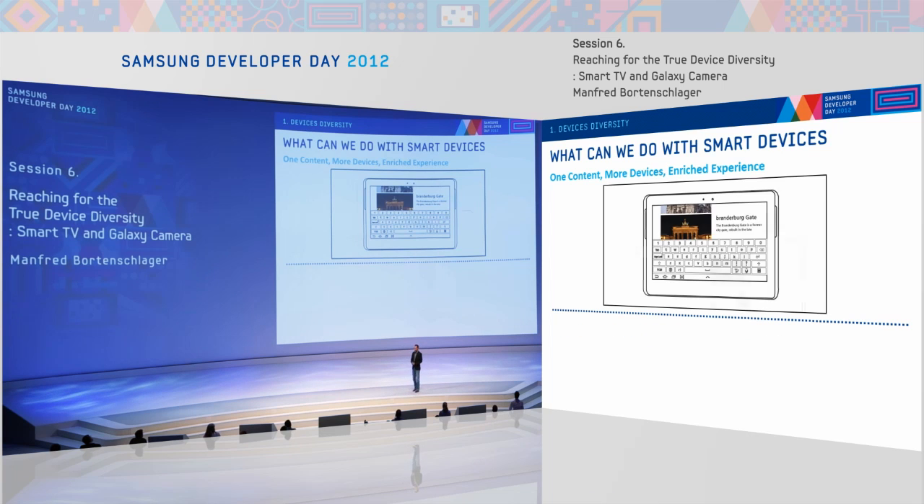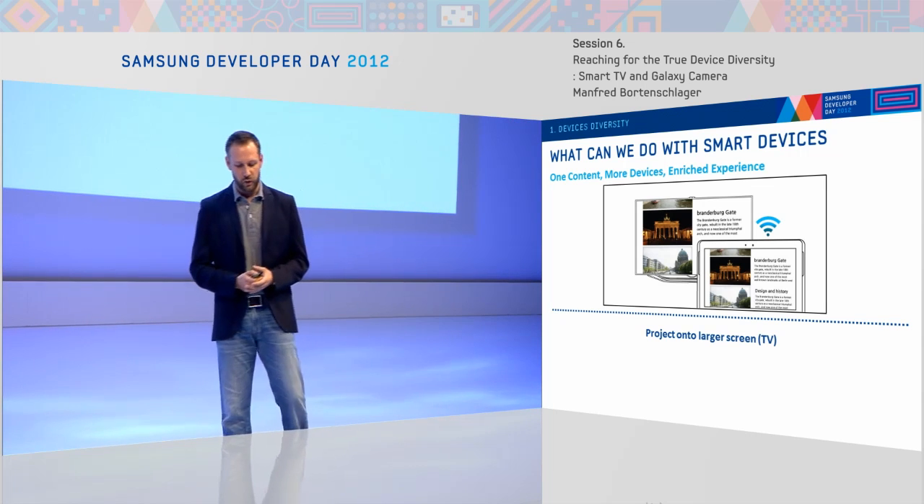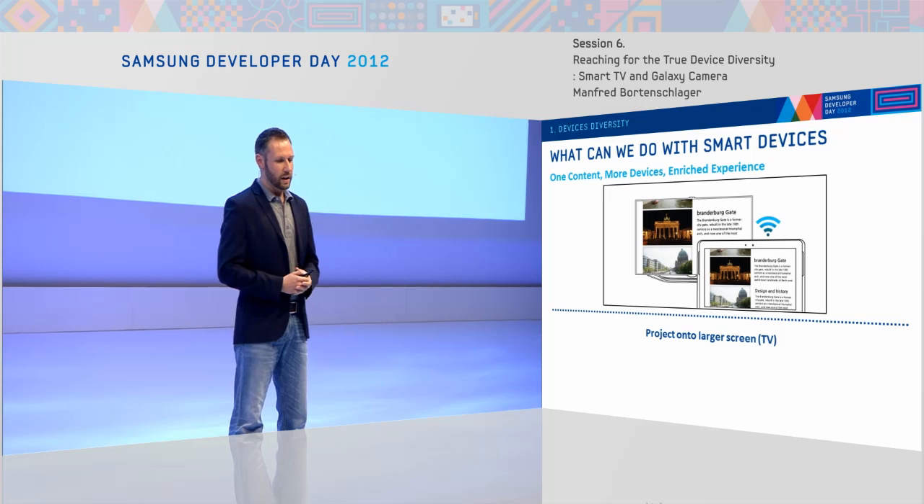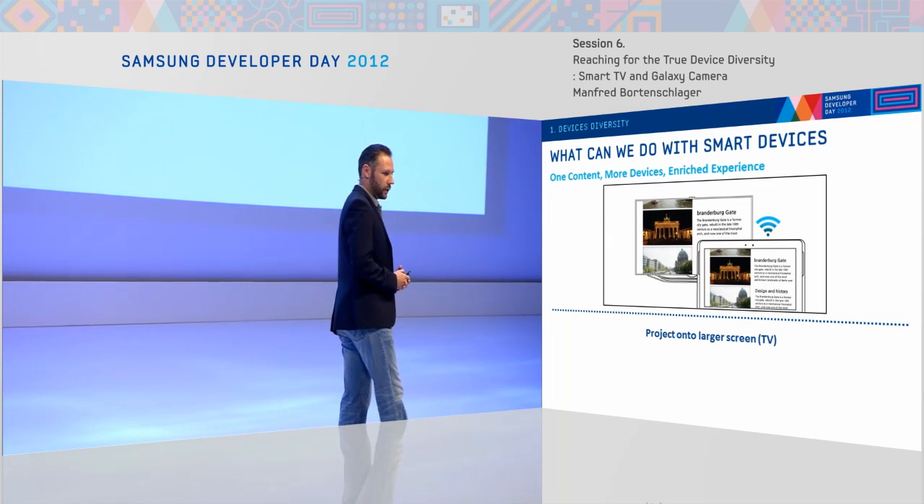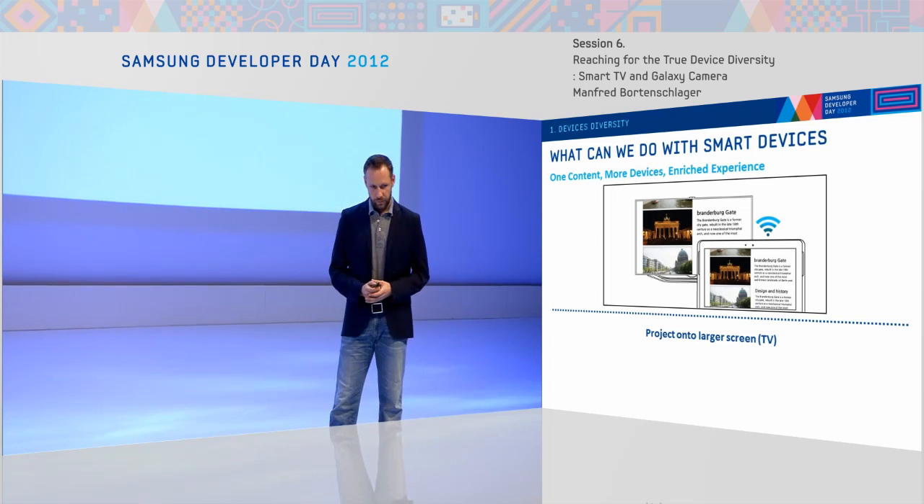Next, she would like to share this content or project it onto a larger screen, let's say a smart TV. To do this, she could use a service which Keith just talked about a couple of minutes earlier, the Samsung All-Share service. So she can use that to show this content on a larger screen.